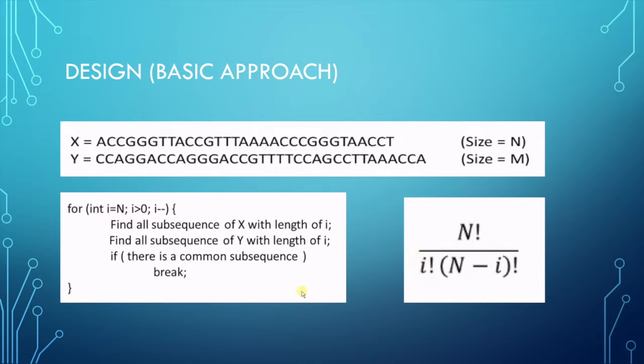The answer is the summation of this formula for every ith value. The complexity of this for loop is exponential in terms of n, which is denoted by big O of 2 to the power of n. Therefore, we were searching for a different approach.